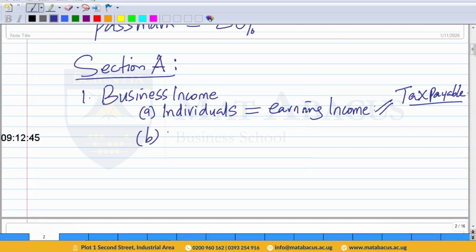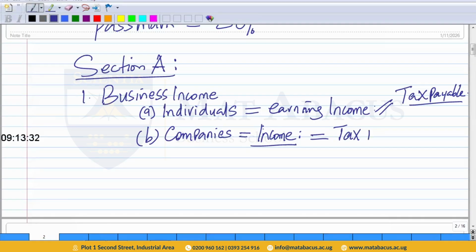B, we look at taxation of companies. Companies and corporations make incomes, so the income of these companies is also expected to be taxed. The tax laws expect a company that earns income to pay tax. Our major focus will be on how to compute the tax payable.